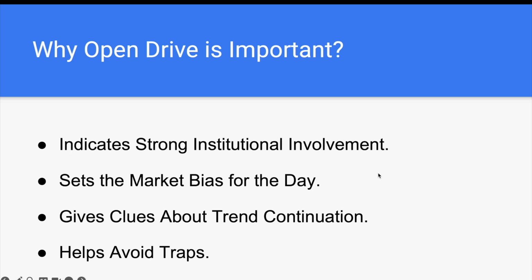Second, it sets the market bias for the day. If the Open Drive is strong, it sets the bias that that particular stock or script has an upward or downward direction. If there is an Open Drive upwards, that means you should look for buying opportunities, and vice versa.